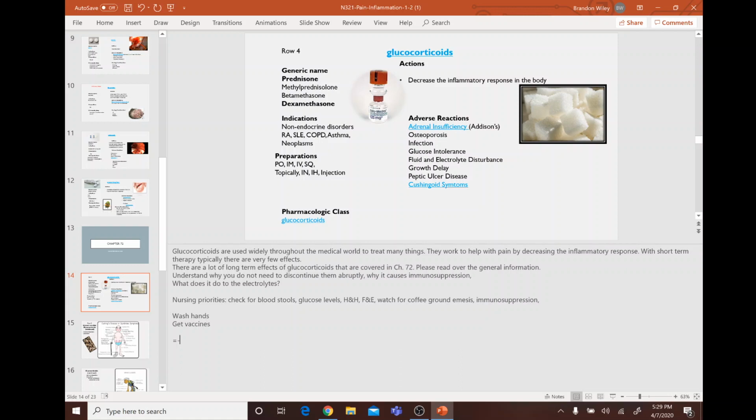What are the adverse reactions of glucocorticoids? Adrenal insufficiency, osteoporosis, infection, glucose intolerance, F&E disturbance, growth delay, peptic ulcer disease, Cushing-like symptoms. What are our nursing priorities with glucocorticoids? Check for bloody stools, glucose levels, H&H, F&E, watch for coffee ground emesis, and immunosuppression. So you're going to wash hands and get the vaccines.